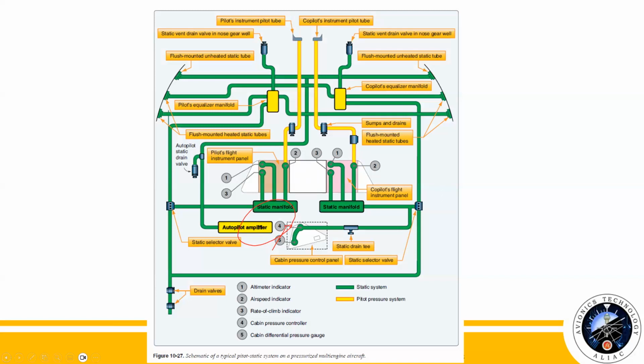So separate heated source for static air pressures are taken from both sides of the airframe to feed independent static air pressure manifolds. So one each for the pilot's flight instruments and co-pilot's flight instruments. So designed to ensure that there is always one set of flight instrument operable in case of malfunction.